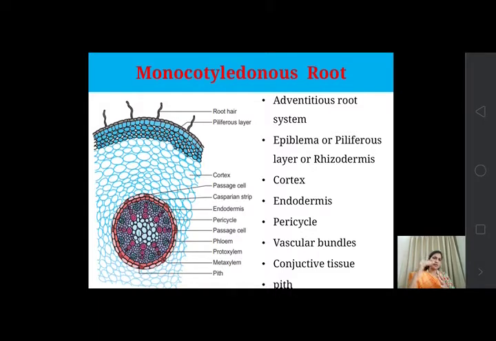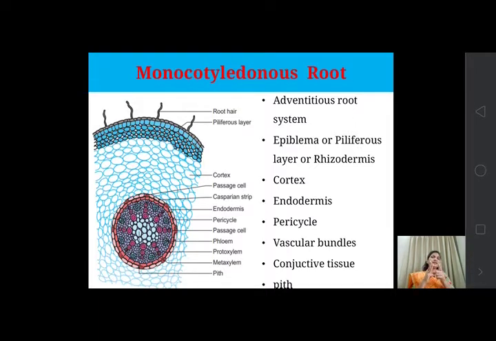So epiblema is the outermost covering, then cortex is the ground part of the plant body, that root system. Then below the cortex is the stele region, that is, it contains pericycle, vascular bundle, conjunctive tissue and pith. All these are included in a particular group that is known as stele. So basically there are three regions: epiblema, cortex and stele.